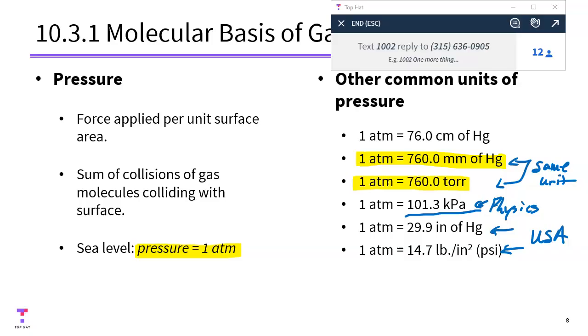PSI tends to be pounds per square inch. This tends to be what we use for gauge pressures. So we're measuring pressure on tires, and in your fuel box. Those usually use PSI. Gas tanks use PSI, although you'll see a lot of gas tanks use PSI or thousands of millimeters of mercury as their gauge units.